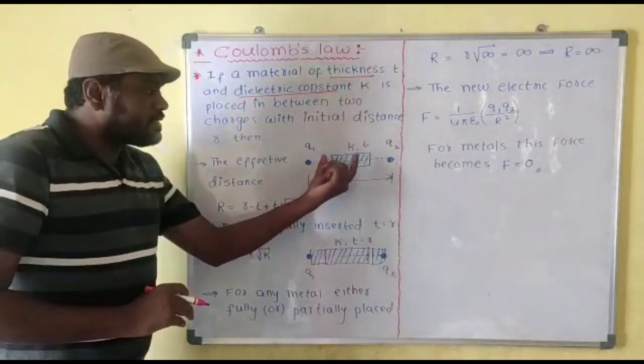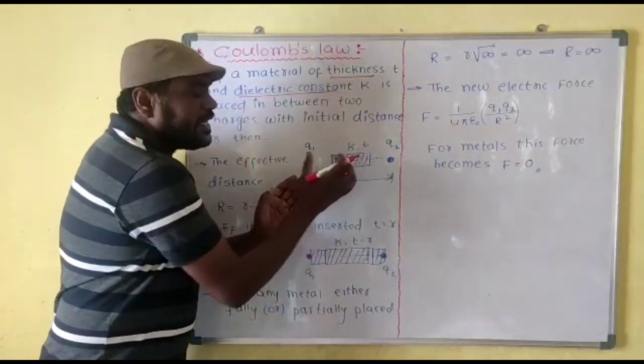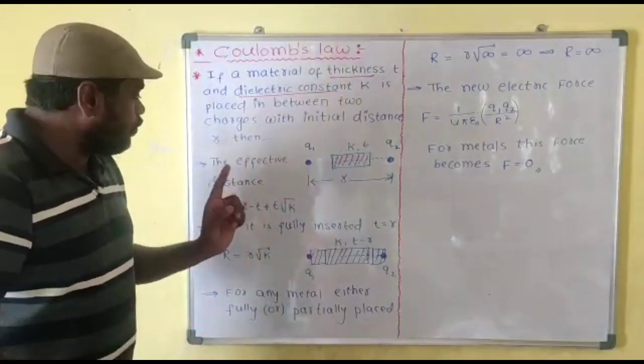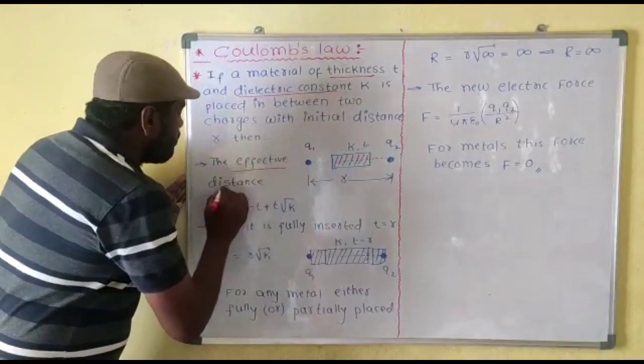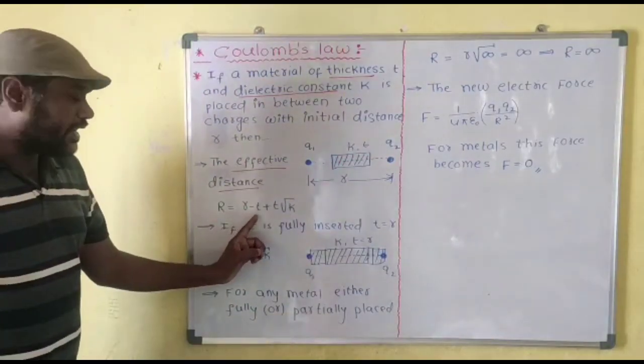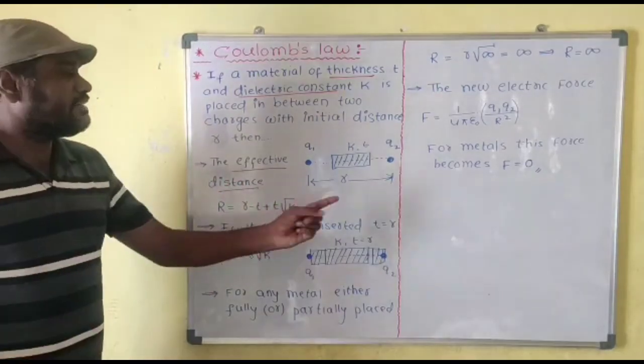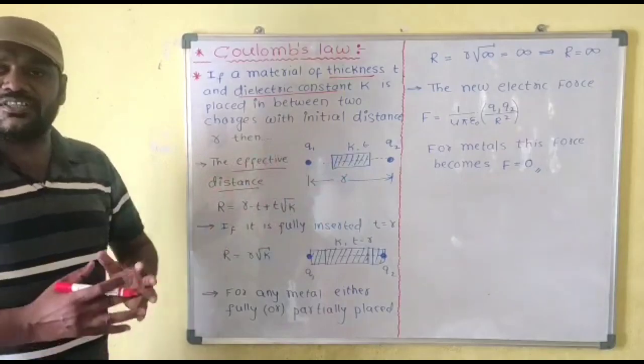Now when this material is placed partially, meaning it only occupies some of the space, the effective distance between the two charges becomes R' equal to R minus T plus T root K. That is the effective distance when this dielectric material is placed between them.